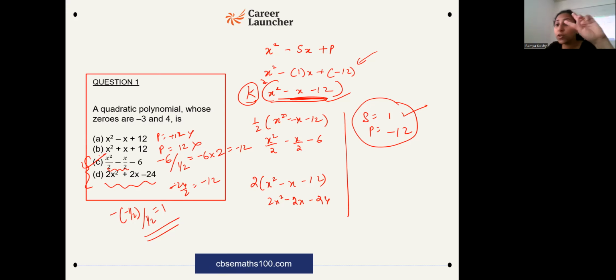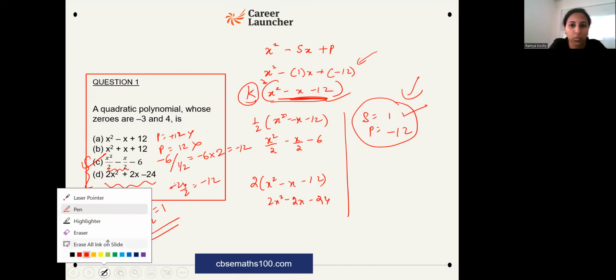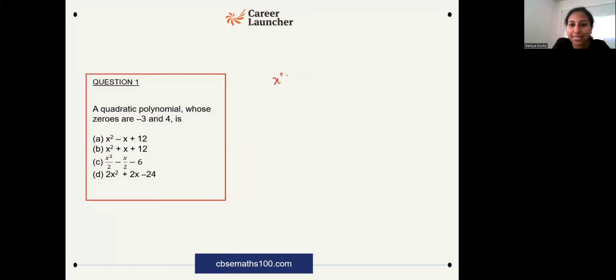All right, so two ways of doing this. One is just following the formation of a polynomial. Second is you check each option. For each option, you check where sum is equal to 1 and product is equal to minus 12. Now, some of you were asking me how I understood that once I get x square minus x minus 12. We got the polynomial as x square minus x minus 12 by using formation of polynomial.